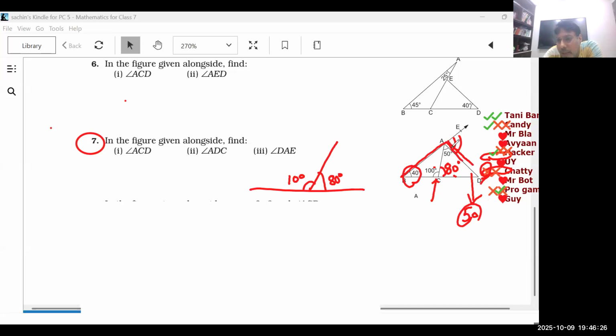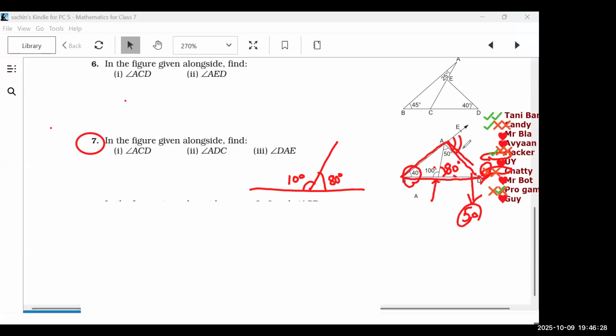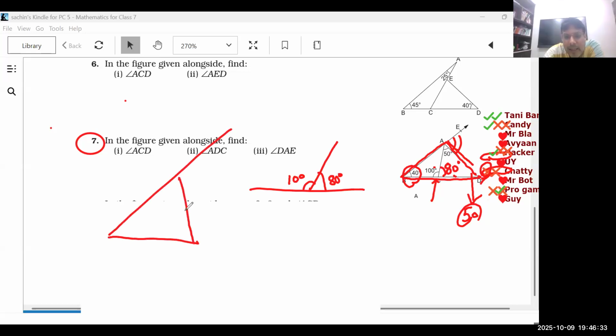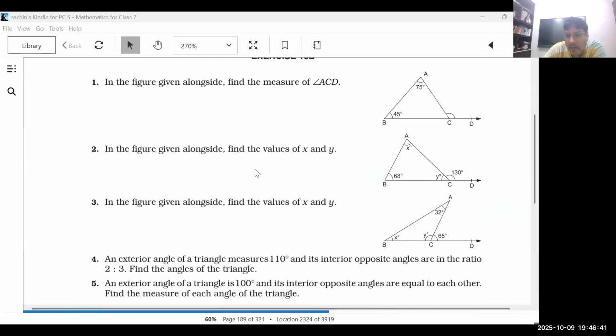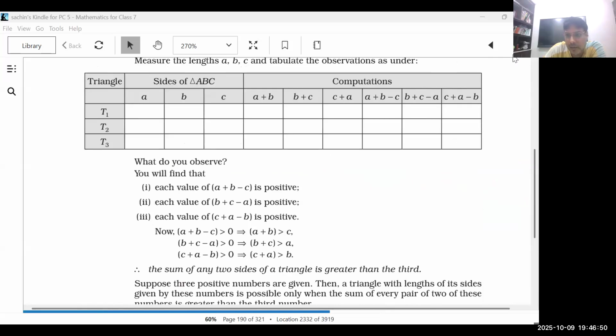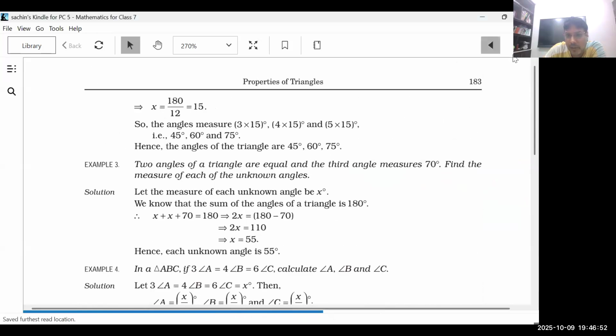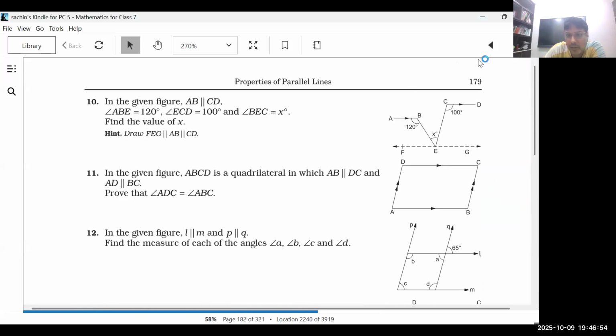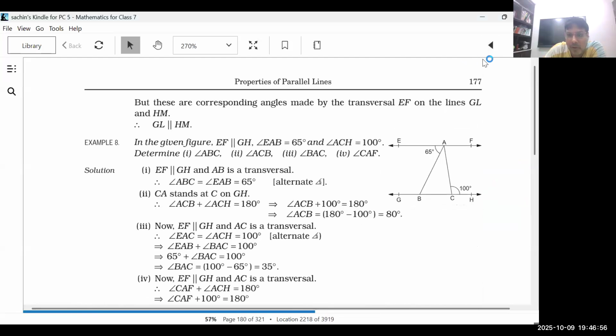Bad. You guys are bad. This is the exterior angle for this. Hacker and Candy, did you understand? Yes, sir. Guys, that was a disappointing performance. Why is that? That was a very disappointing performance. I gave 2 days for one question.